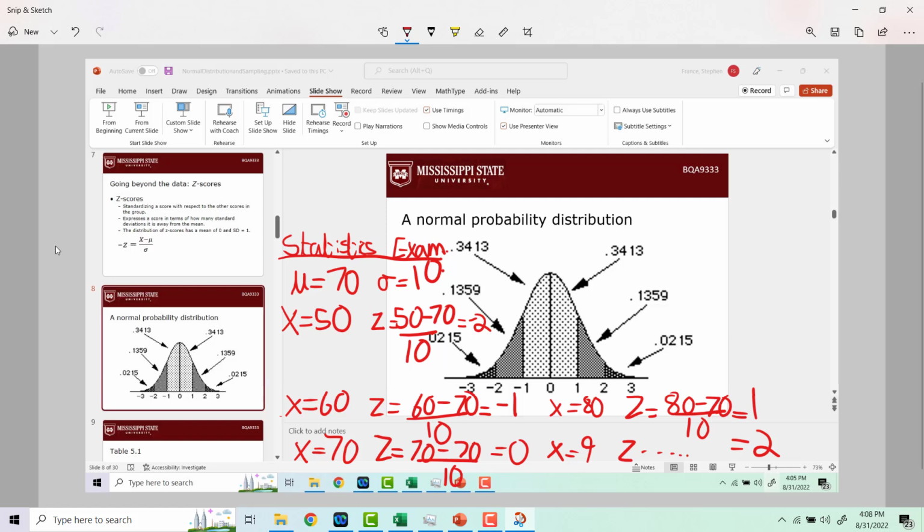So that's a quick example of how normal distributions are relative to real data in this context. So let's get rid of this snip.